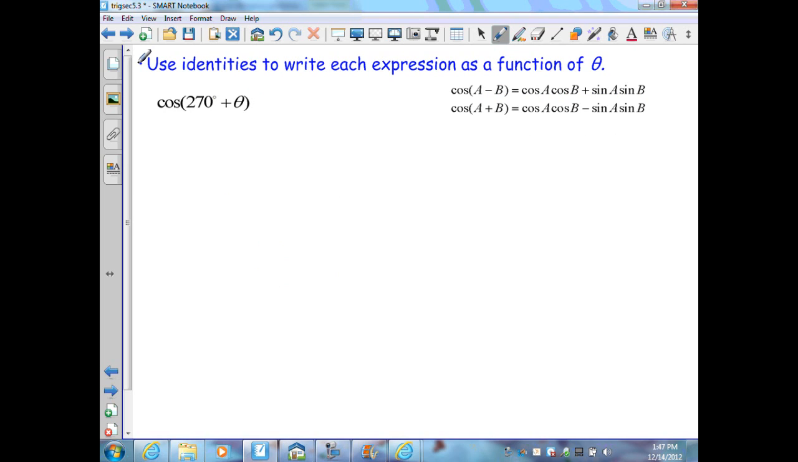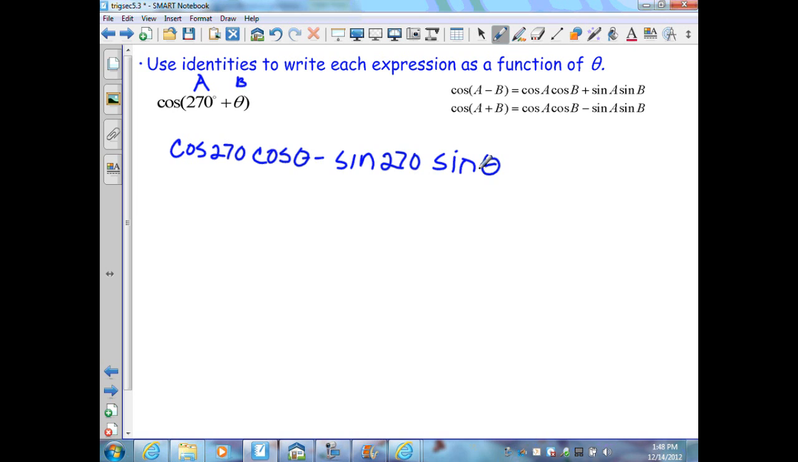Again, using identities to write each expression as a function of theta. Here I'm given cosine of 270 plus theta. I can use our sum identity for cosine to simplify this problem. So I have 270 for angle A and theta for angle B. And I just substitute into cosine 270 cosine theta minus sine 270 and sine theta.